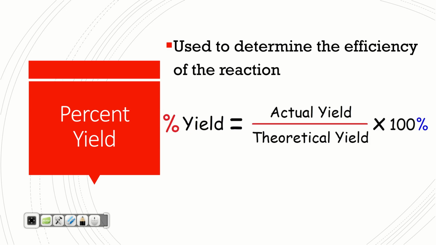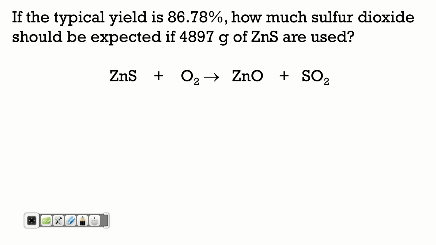This is your formula. Percent yield is actual over theoretical. The way I sometimes tell people to remember that is A is before T in the alphabet. So A is on top, T is on the bottom. Again, actual is what is created in the lab. Theoretical is how much you think you should get. Okay? All right, so here we go.